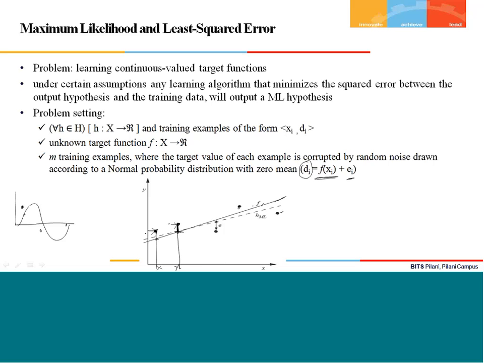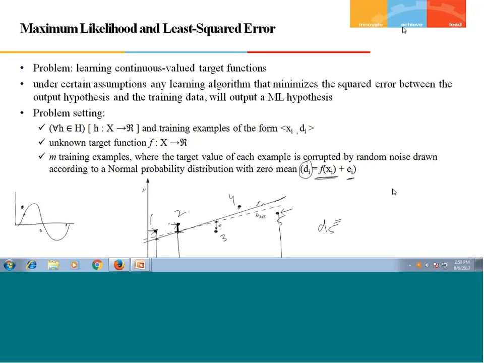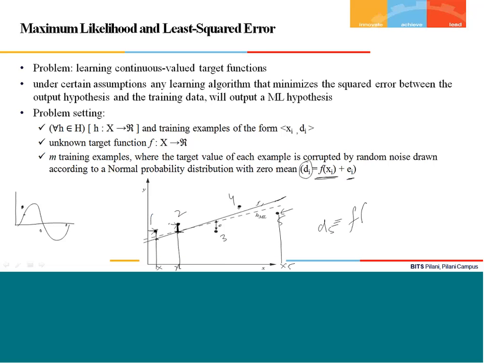So this is d_i. For example, this is the first point, second point, third point, fourth point, fifth point. So this is d5, and my x is this x5, right? So d5 is equal to f(x5) plus e5. What is f(x5)? It is this value, right? So I am adding this value with some error. That error is Gaussian, or normally distributed, with zero mean.